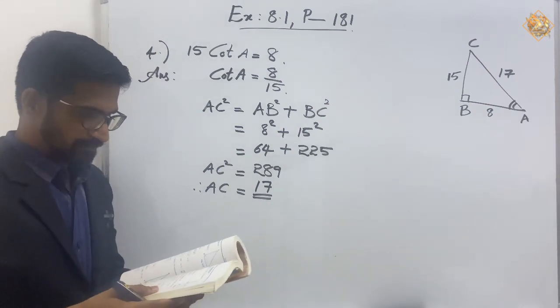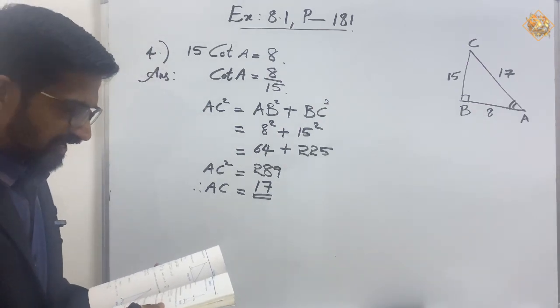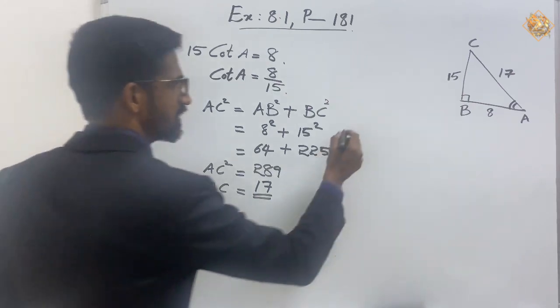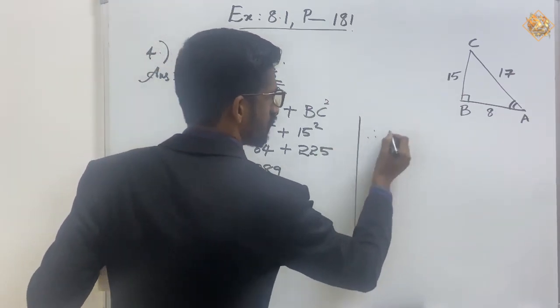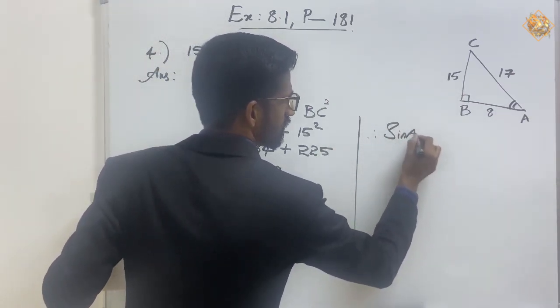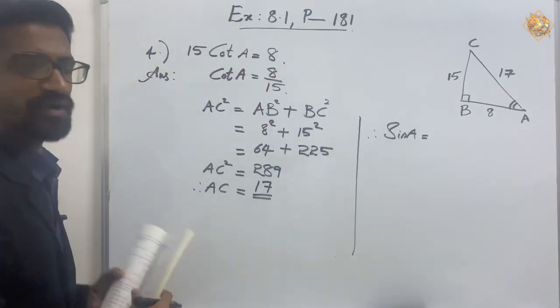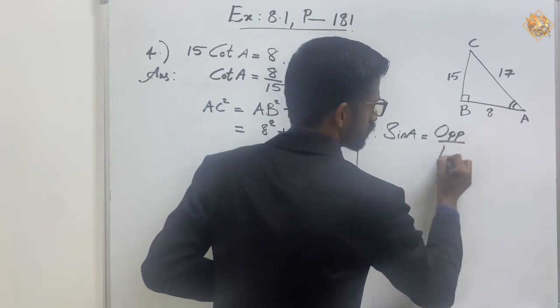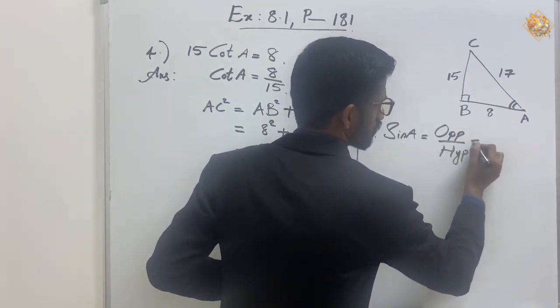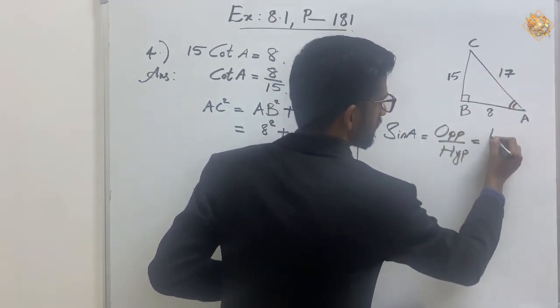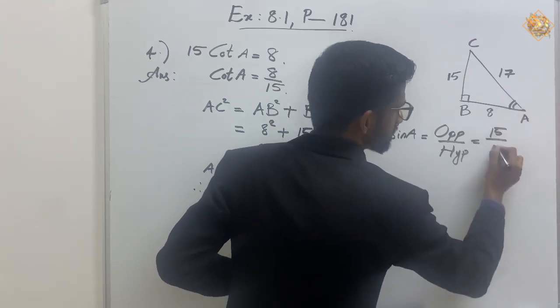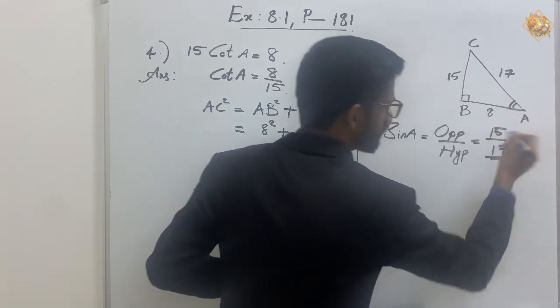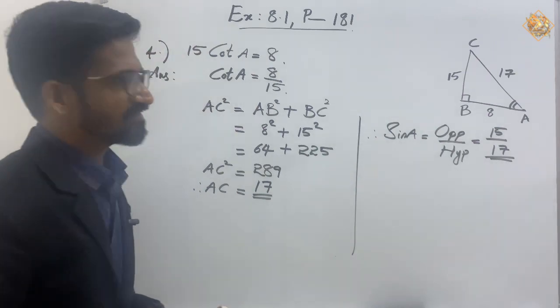Now the question is what? Find sine A and sec A. Okay, so finally, therefore, sine A, by definition, sine is what? Opposite by hypotenuse, isn't it? Opposite by hypotenuse. So opposite of A, that is 15, by hypotenuse it is what? 17. So sine A, its value is 15 by 17.